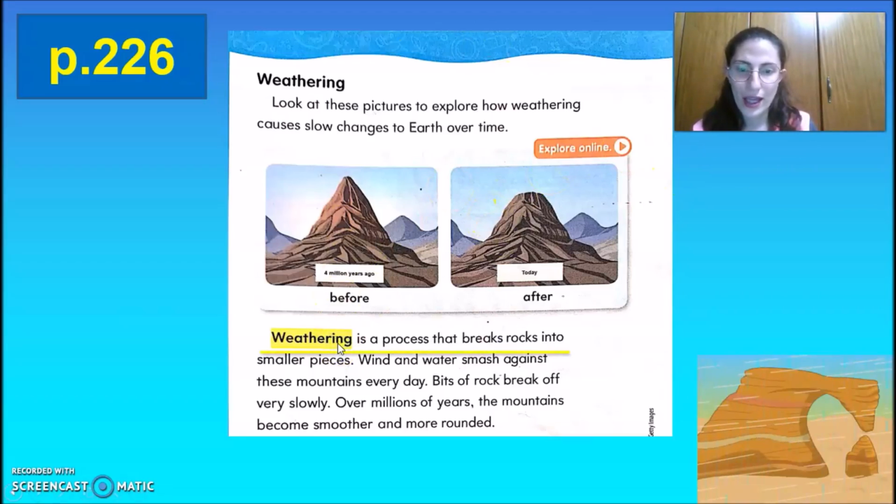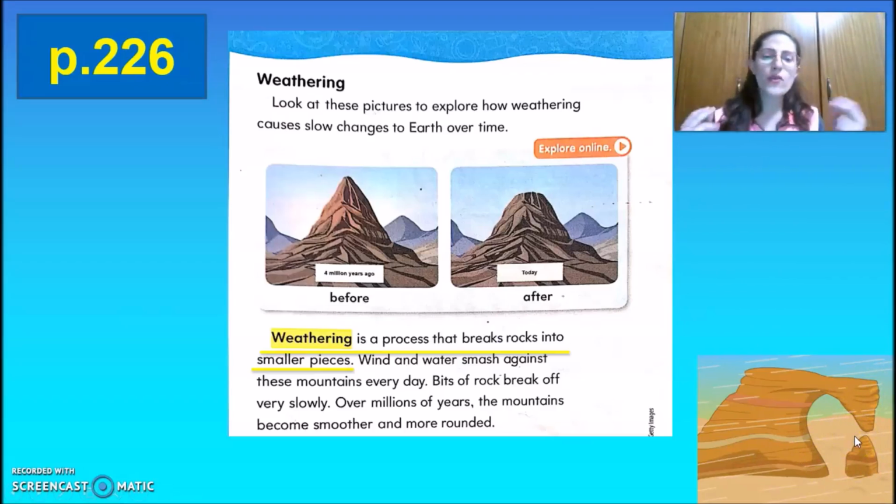Weathering is a process that breaks rocks into smaller pieces. See? So year after year, the wind kept on hitting the rocks in this picture, and it started to break it into smaller pieces. Did you see it? Excellent. So what is weathering? Weathering is a process that breaks rocks into smaller pieces.